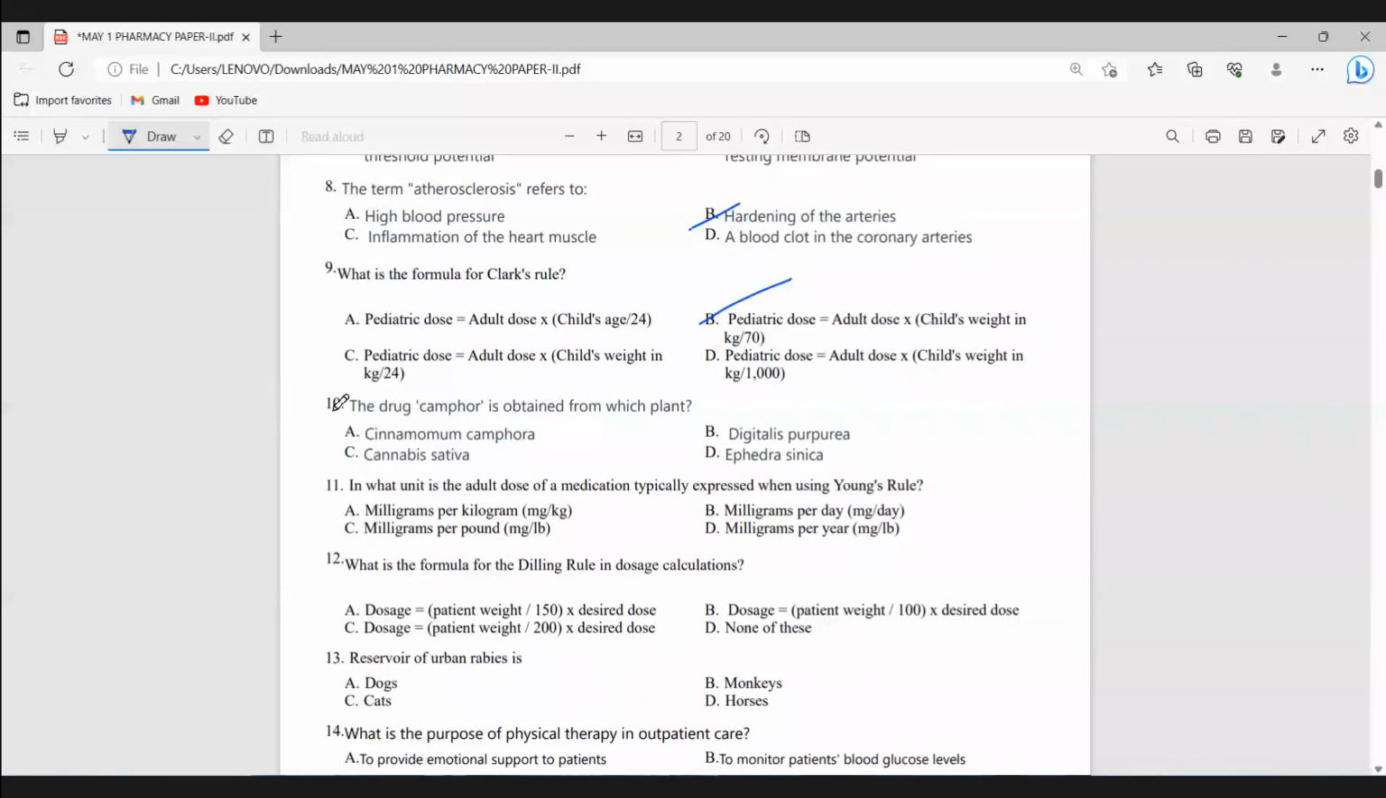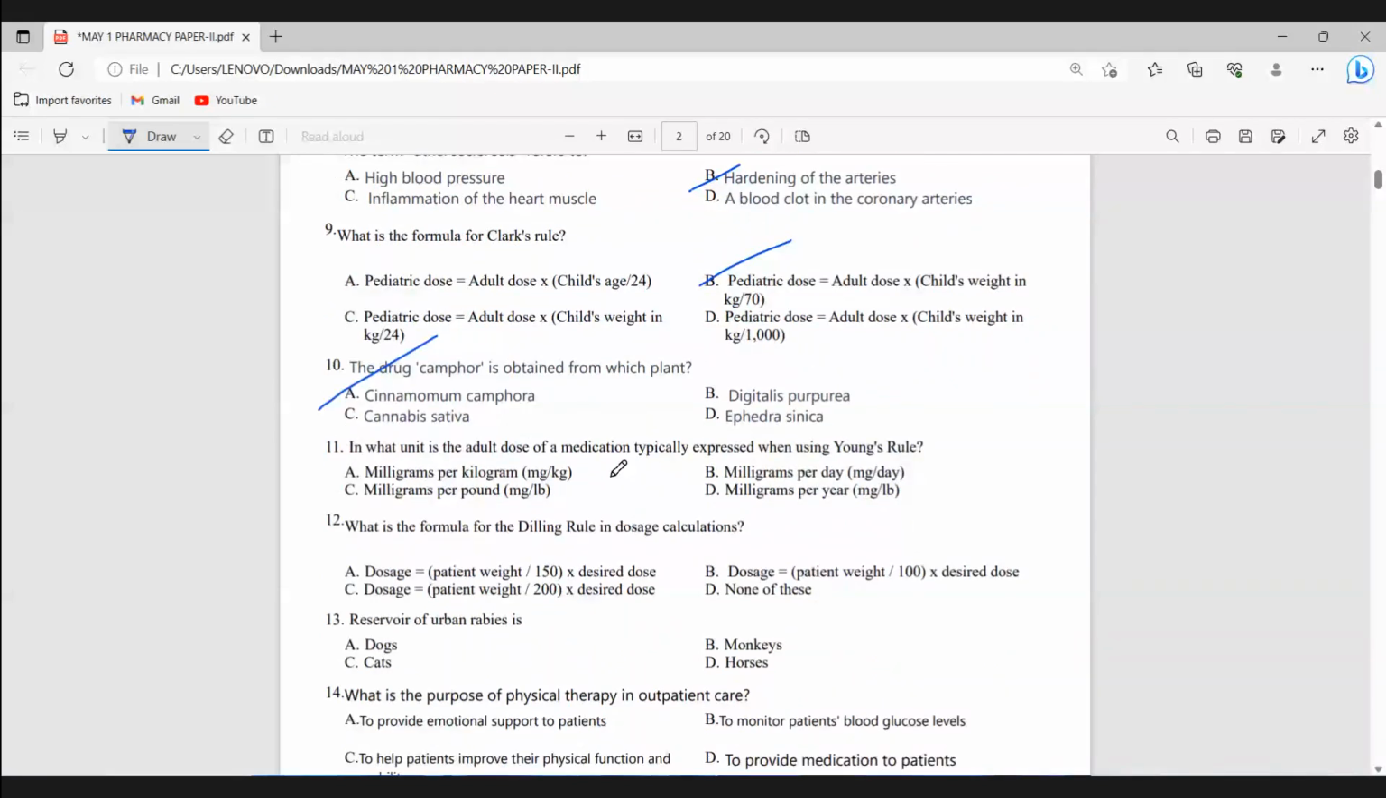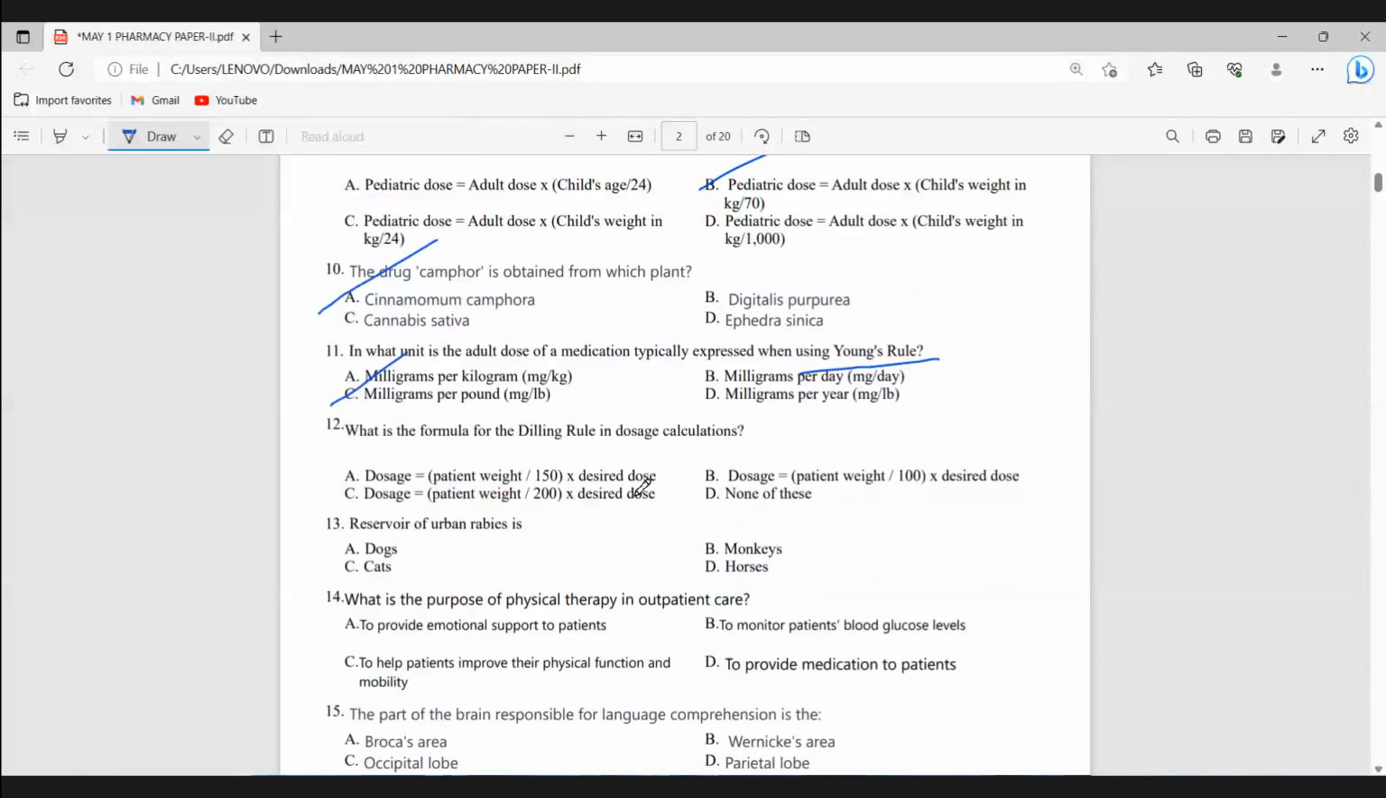Then the drug camphor is obtained from which plant? The drug camphor is obtained from Cinnamomum camphora. Then 11th, in what unit is the adult dose of a medication typically expressed when using Young's rule? Milligram per pound. Option C is your correct answer.